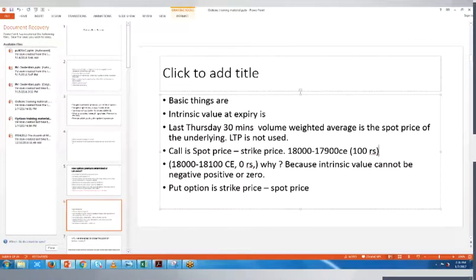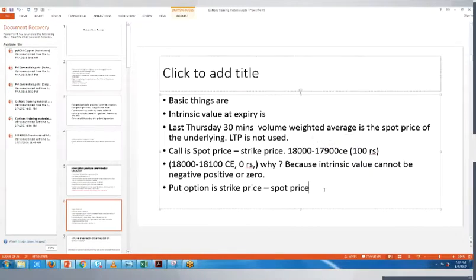Just as we discussed before, if the spot is 18,000 and you have 18,100 CE, then if it expires, it should be 0. The spot price I've put as 18,000 here, but this is not the LTP. This is the last volume weighted average, and it cannot be exactly a figure like this. It could be something very different, and based on that, the net value will change.